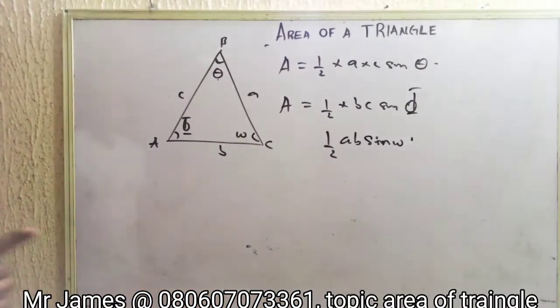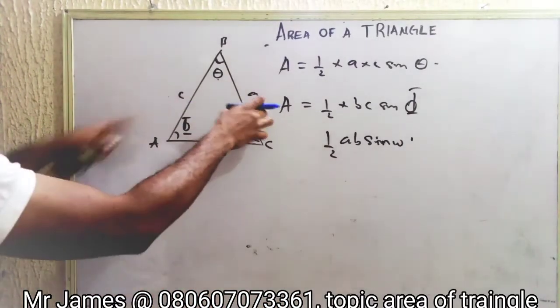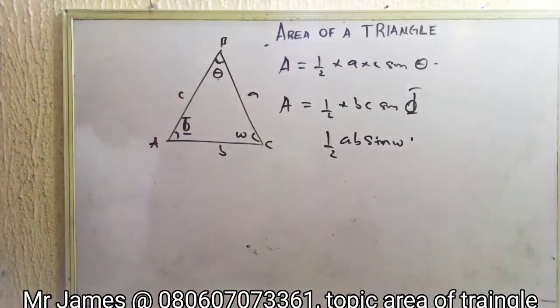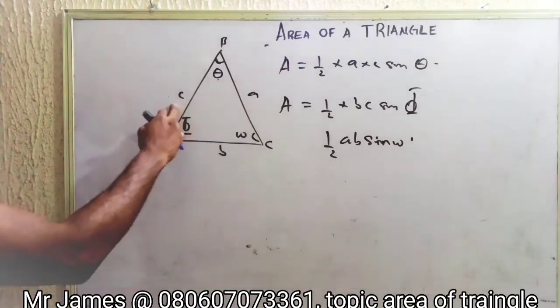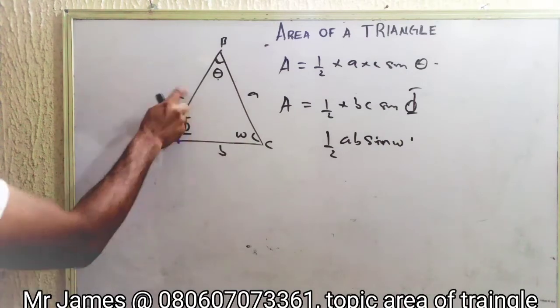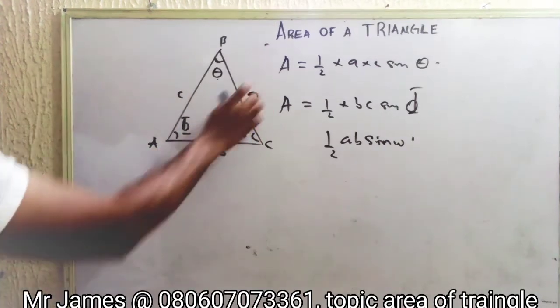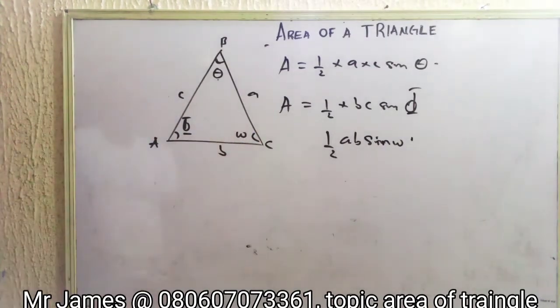So make sure that the two sides in question you are using, the angle separating them is the one in question. When I use AC, I use this angle. When I use BC, I use this angle. When I use AB, I use this angle. Now let us try to put that into practice as well.